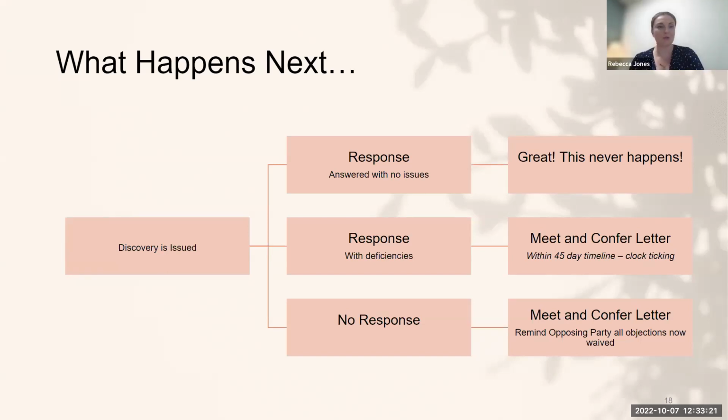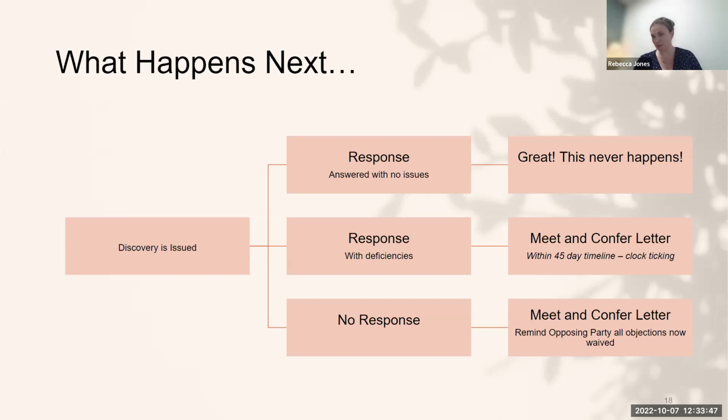Okay, so there's three paths basically that can come next. So you have your discovery issued. You may get, I say may get, it never happens, a response answered with no issues. Again, great, that happens to you. You have the unicorn. There's usually some issue where you need to issue a meet and confer letter to go over anything that might be missing or underrepresented.